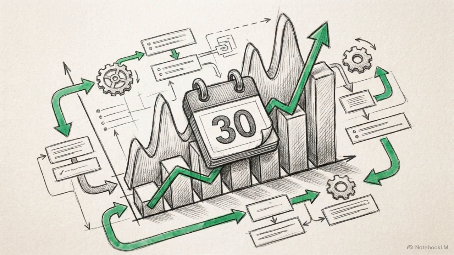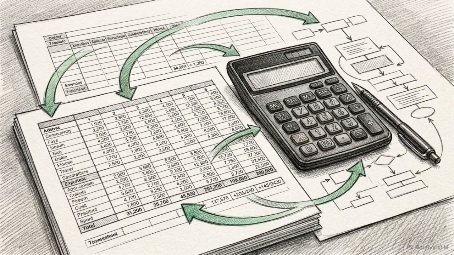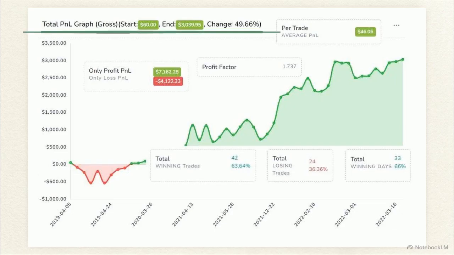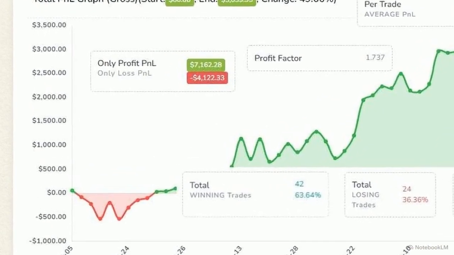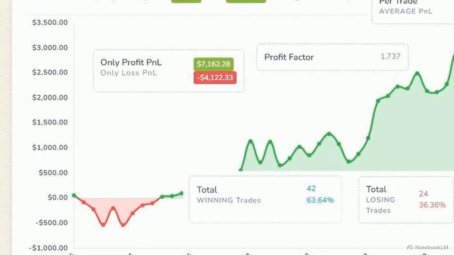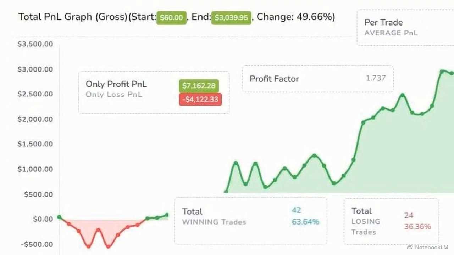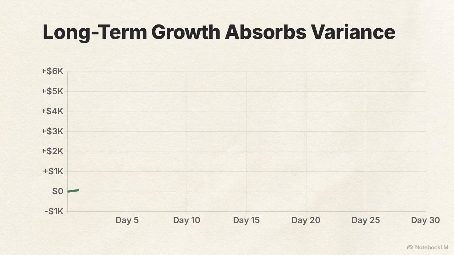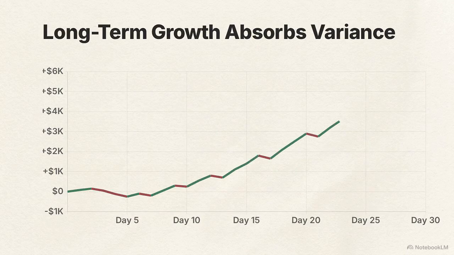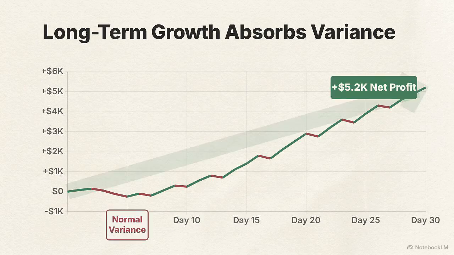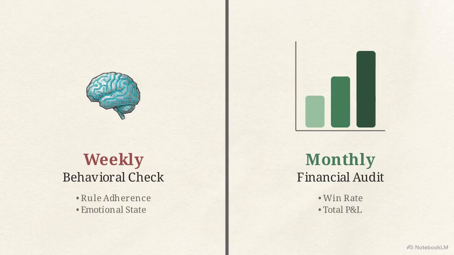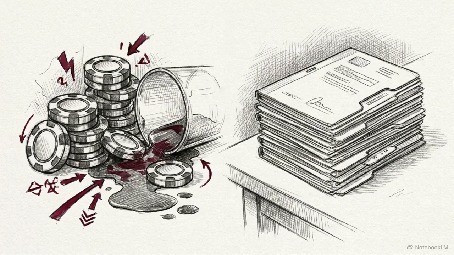Once a month, we move to step 3, the monthly metrics review. This is where you put on your accountant hat and look objectively at the financial results. This dashboard shows the exact numbers you need to audit. You are looking for your win rate percentage, your average profit, your average loss, your risk-reward ratio, and your total net profit and loss. When you aggregate 30 days of data into a single graph like this, a string of individual losses loses its sting. You start seeing the short-term dips as normal variance within a long-term upward trend. By separating your weekly behavioral check from your monthly financial audit, you stop acting like an emotional gambler and start running your trading like a rational business owner.